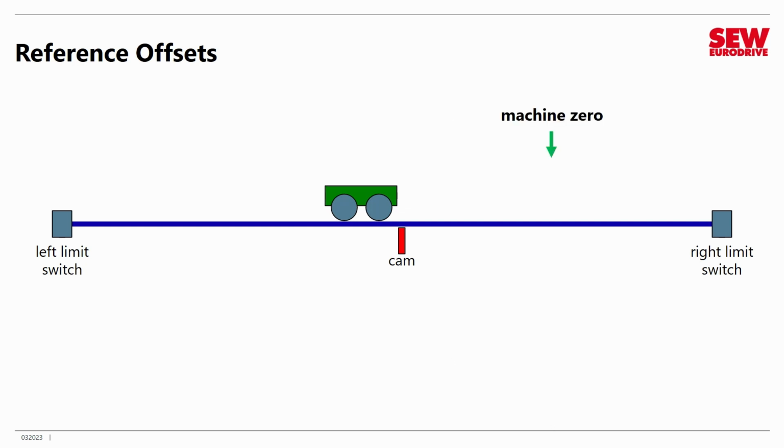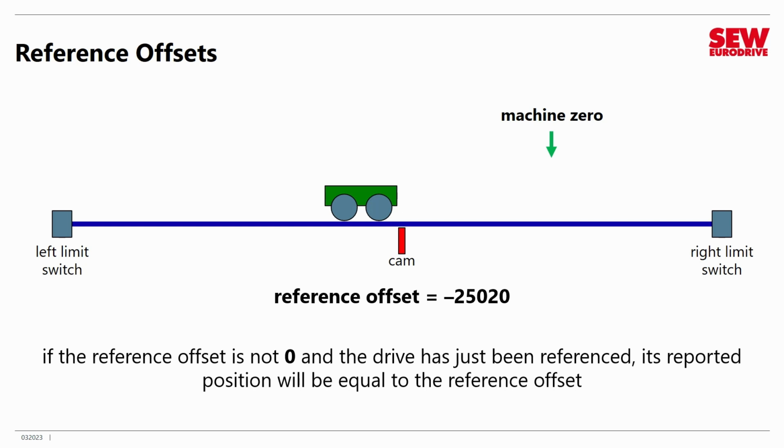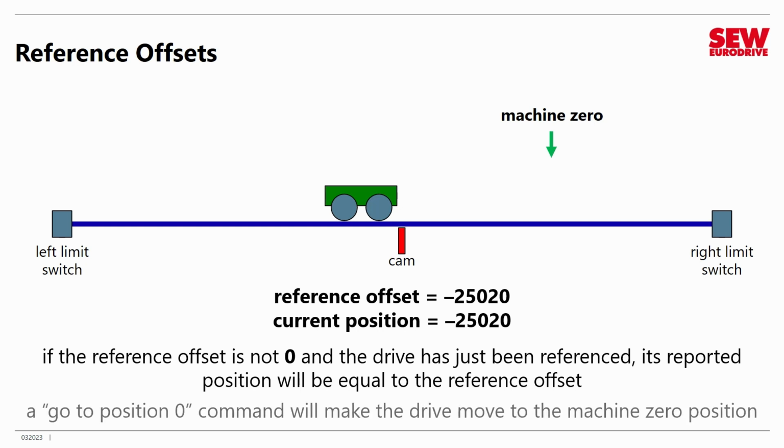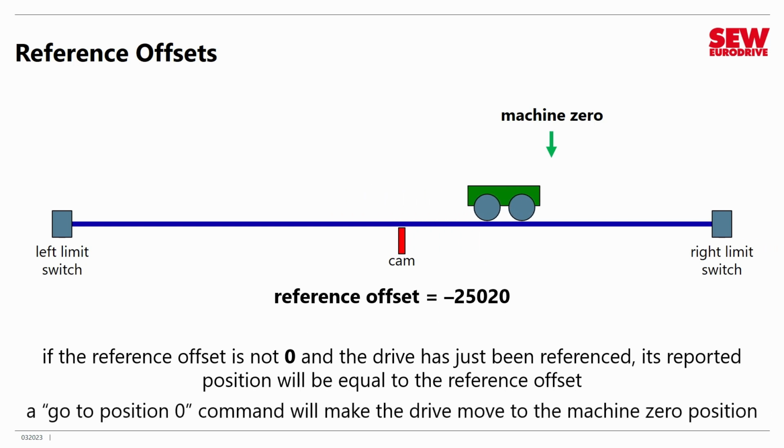But on the other hand, if we have this kind of situation where 0 is here and the cam is behind it, we would have a negative reference offset. If the reference offset is not 0 and we have just referenced the drive, it's actually going to report its position as equal to the reference offset because it isn't at 0. Even though we've just referenced it, it's sitting behind it, minus 25,020 increments behind it, in fact. And if I tell it go to 0, it's going to do this.